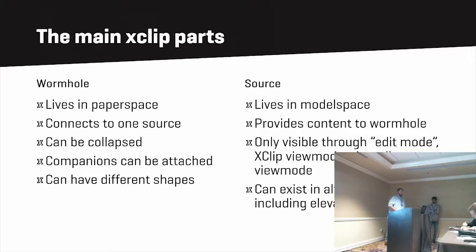Source is also not visible in model space unless you enter specific view modes. So the view mode will show it. We also have an XClip view mode. And we also have built the edit mode to manipulate the source. The source can also exist in alternative spaces. Previously it was only the viewport, but now it can also live in different spaces, including elevation spaces, for example.